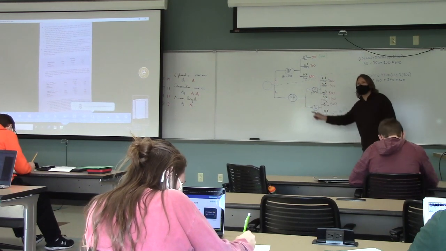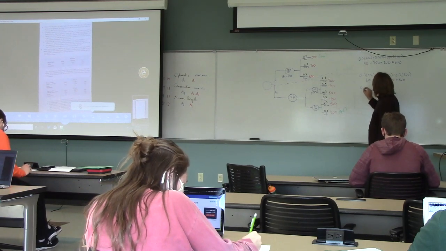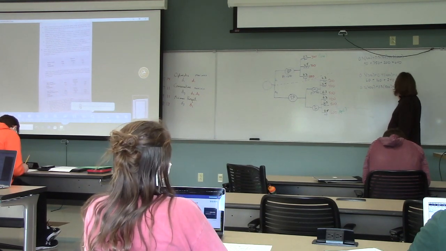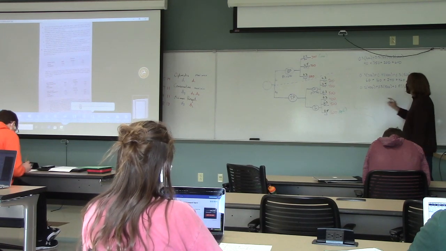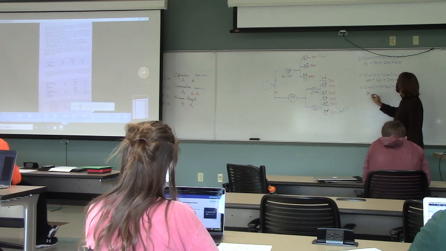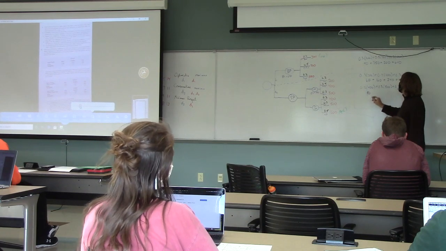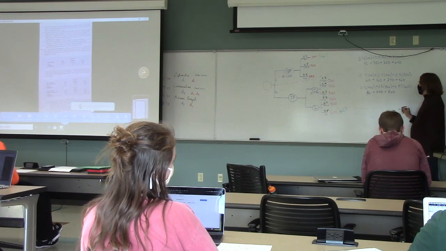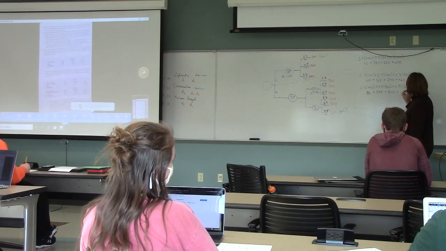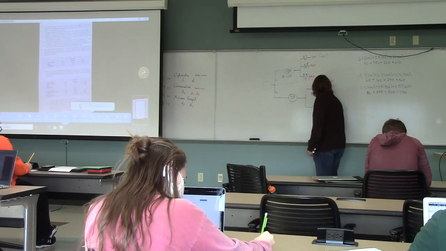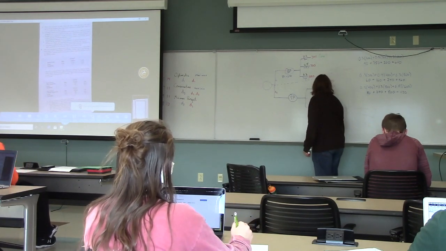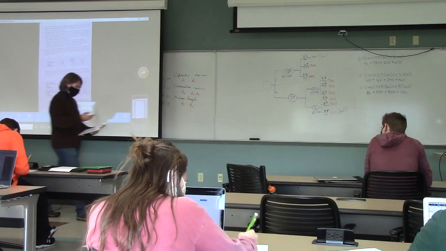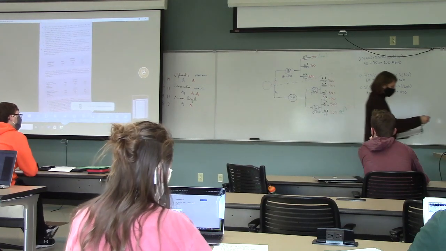Now we repeat this process a third time for this node right here. 0.2 times 400 plus 0.3 times 800 plus 0.5 times 1600. Let's see if I can do this. This is 80 plus 240 plus 800, which is 1120. Now is where I double check my math. Yep. Okay.